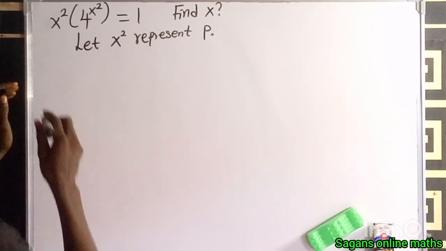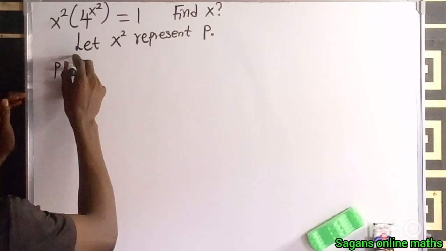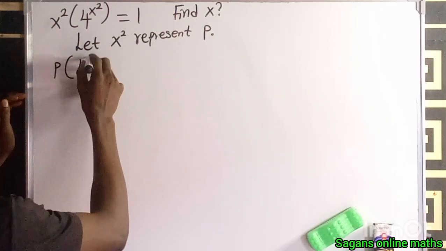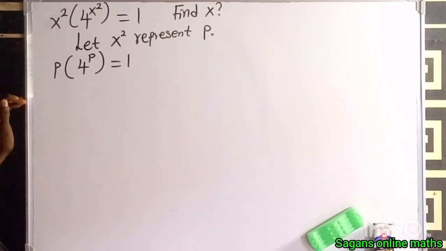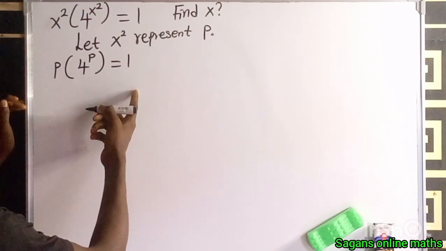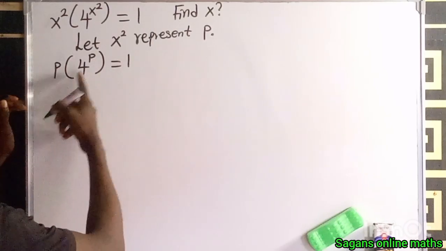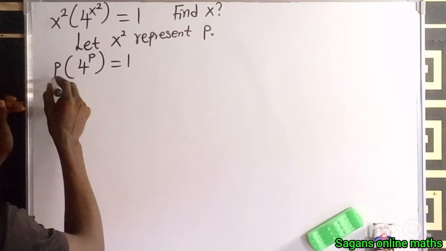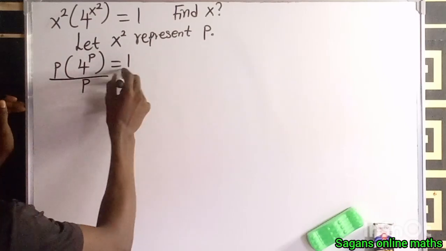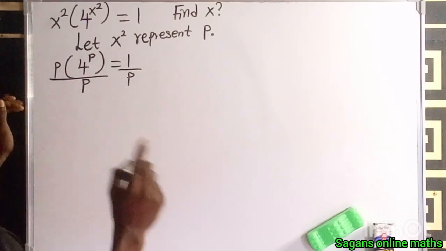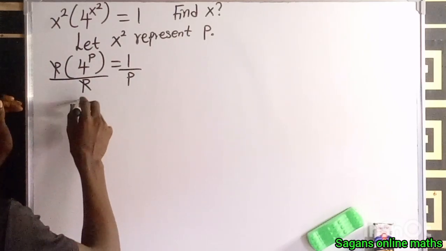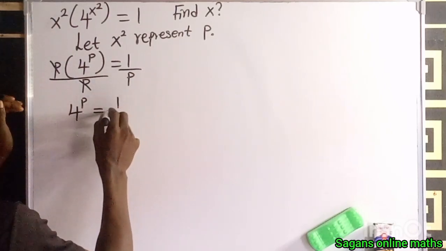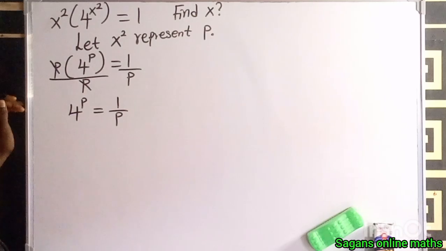So we're going to have p times 4 to the power of p, everything equals 1. Now, we are not wrong if we divide both sides by p, because if we can get the value of p, we can know the value of x. So if we divide the whole of this by p, and also divide this by p, you all agree with me that this p will cancel out this other p here. So we have that 4 to the power of p is equal to 1 over p.